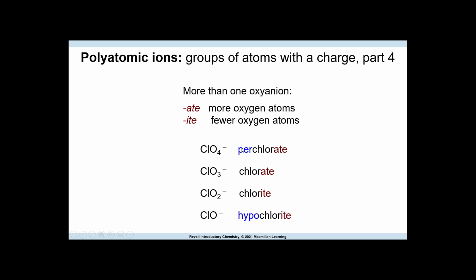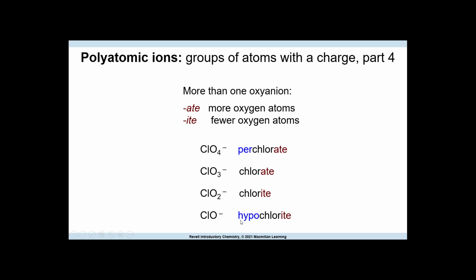Okay, so here are some more. Chlorine actually has 4 oxyanions. That means it has 4 different groups of oxygens, all with different numbers of oxygens. So we use chlorate for ClO3 minus. That's the chlorate. And we use chlorite for ClO2 with a negative charge. But we also have 2 more.